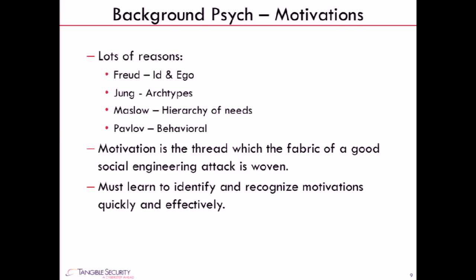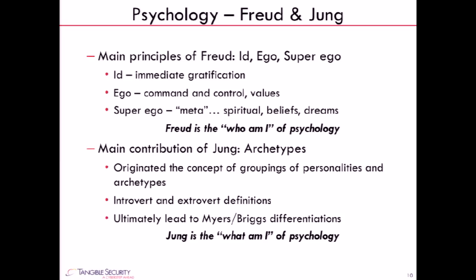So there are four great psychologists that constitute everything that came out of psychology that you hear, okay? Freud, Jung, Maslow, and Pavlov. The top three pretty much tell you what you need to know in terms of reconnaissance of your target. The bottom guy is both reconnaissance, but he's also how do you exploit that target quickly. All these things contribute to understanding the motivations. So Freud basically gives you the idea of, is this person in an id state, an ego state, or a superego state, and how do they motivate and operate inside of each of those states? He's the who am I of psychology.